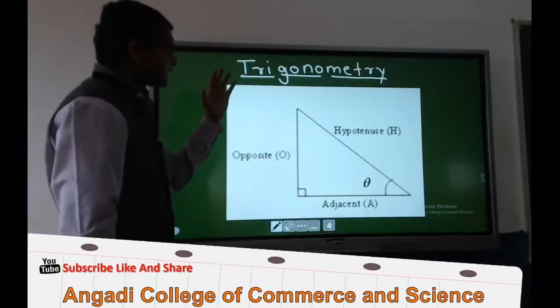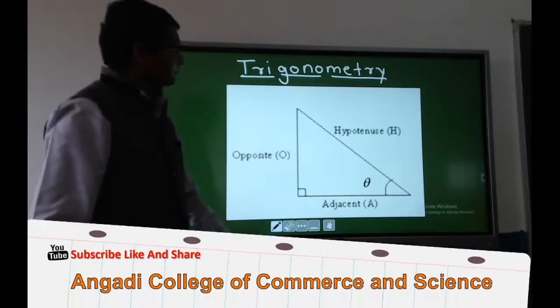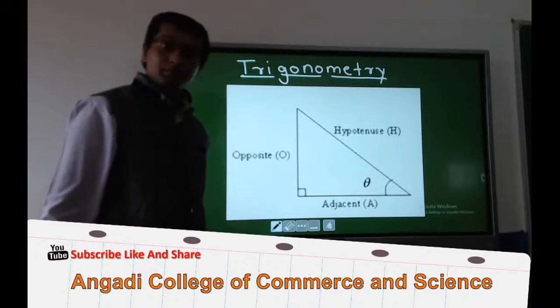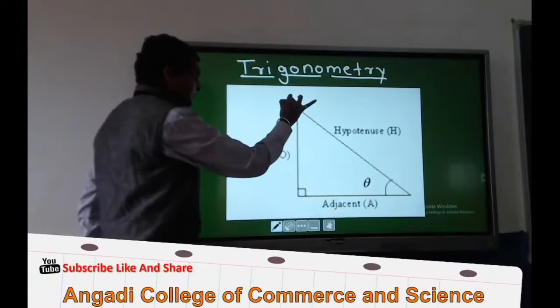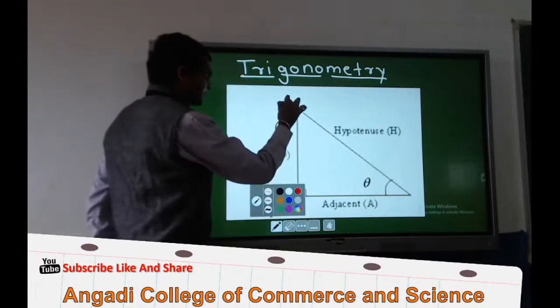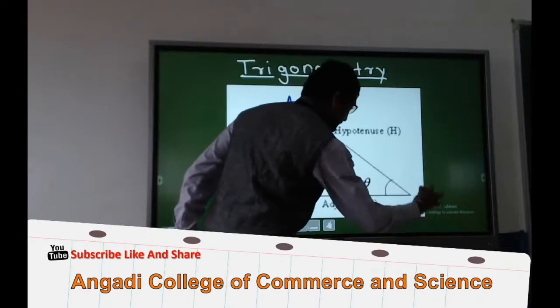This is a Greek word. Trigonometry is a Greek word. Tri means 3, gono means a size, metry means a measurement. Here we observe that there is a right angle triangle, with sides A, B and C.